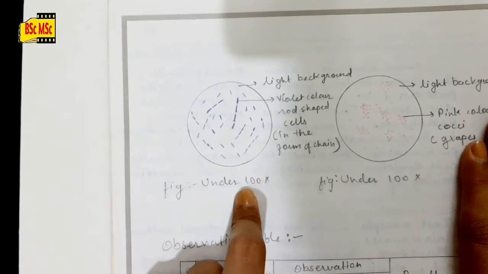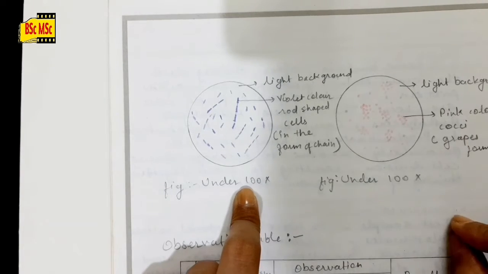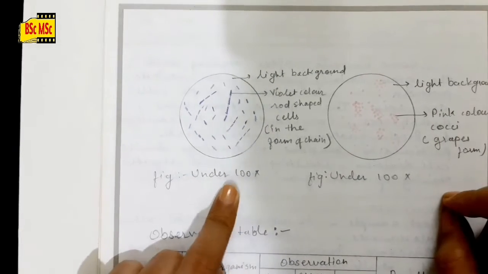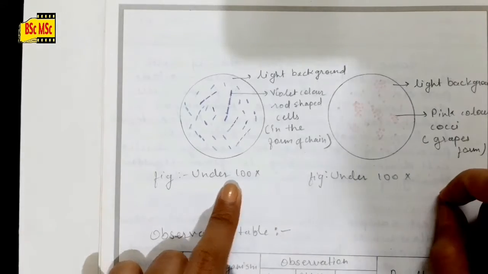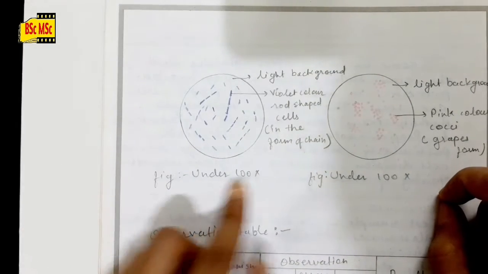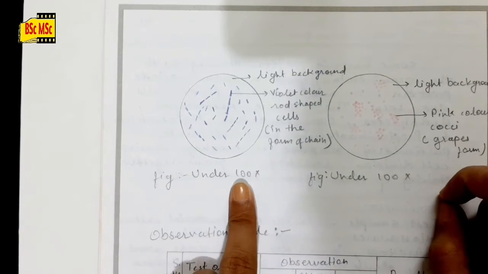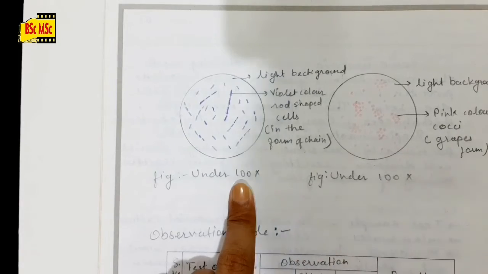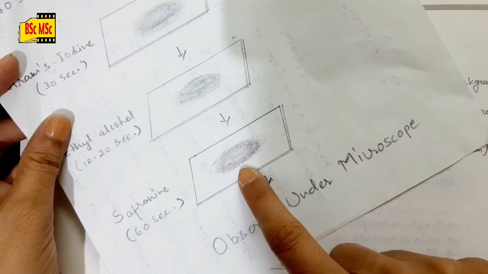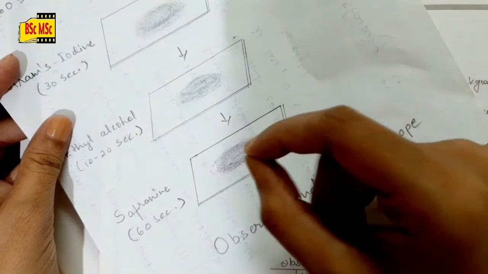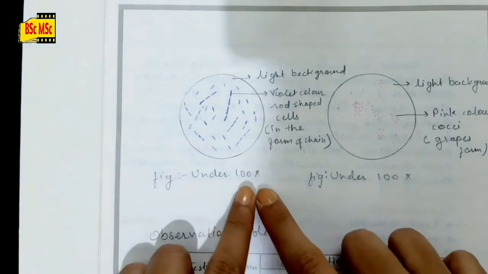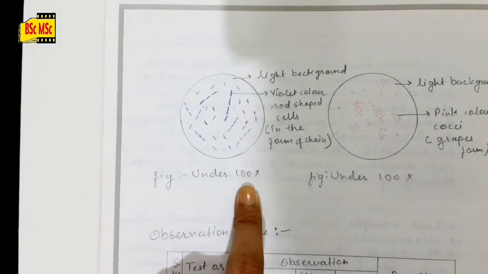This is under the microscope. One more tip: if you are adjusting a microscope, first you need to adjust for 40x, then go for 100x, and for 100x you need to add a drop of immersion oil on your slide. Just put a drop of oil and set it for 100x.